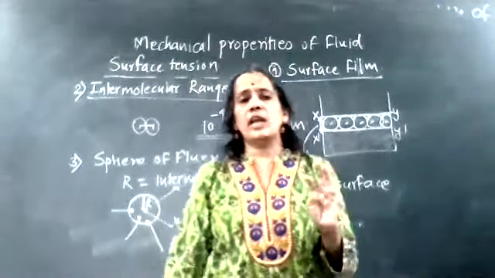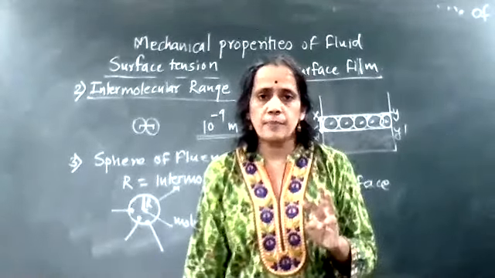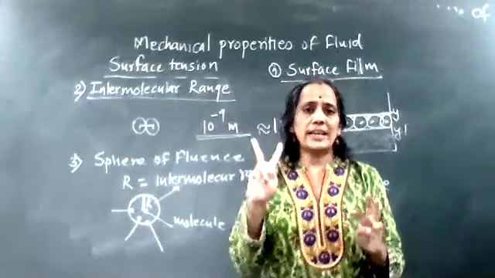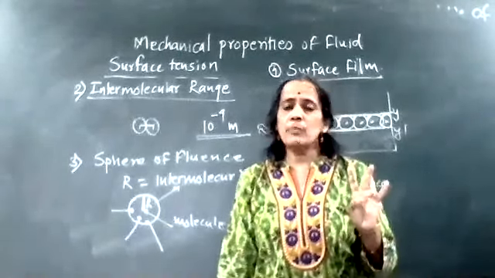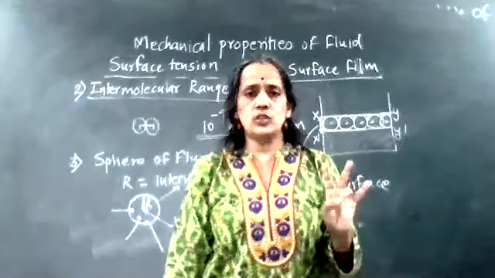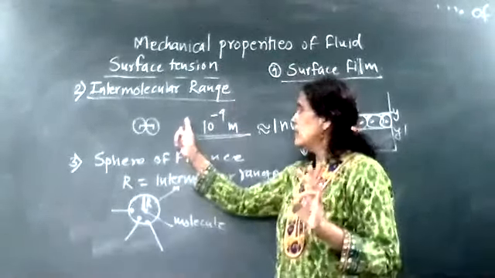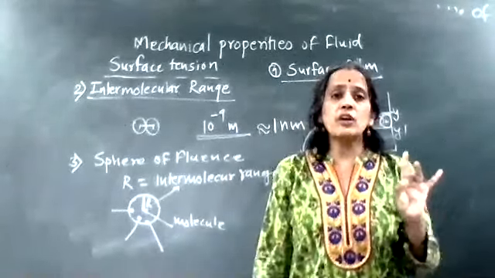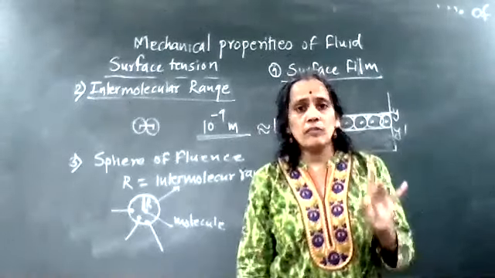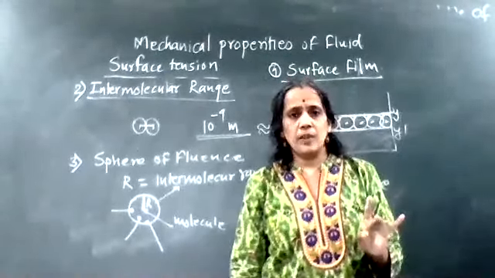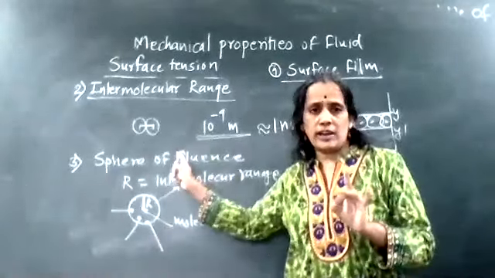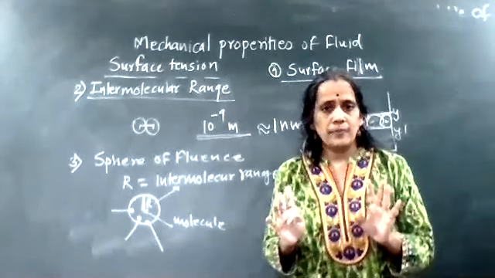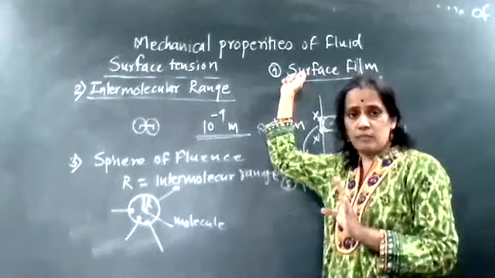The first term I have explained is intermolecular forces, which are of two types: cohesive and adhesive. The second term I have explained is the intermolecular range, whose value is 10 raised to minus 9 meter. The third term is the sphere of influence, a sphere whose radius is equivalent to the intermolecular range and whose center is the molecule itself. Then we have seen the surface film.